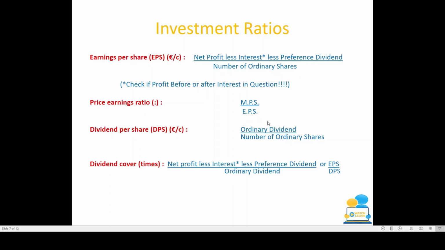The dividend per share is the ordinary dividend. So remember, we spoke about the preference dividend, being able to work that out, and we're given the total dividend. So the difference will be the ordinary dividend. So that ordinary dividend over the number of ordinary shares that were issued. Dividend cover, again, is just your net profit, less interest, so take away interest, take away preference dividend, over your ordinary dividend. Or you can work out your dividend cover by getting your earnings per share and dividing that by your dividend per share.